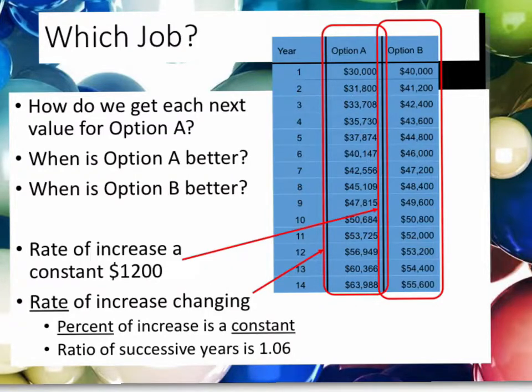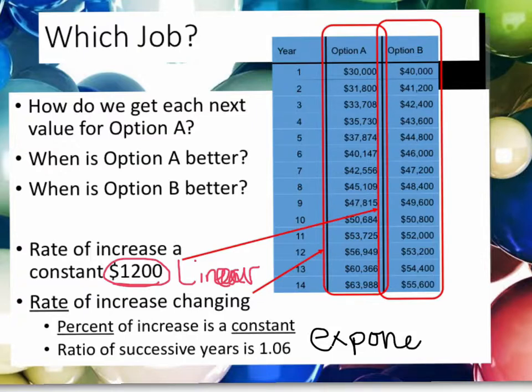So now you're probably wondering which one is linear and which one is exponential. Well, since we have this constant rate of change, this $1,200 is going to be linear. So this is option B. And then for option A, this is going to be our exponential one. So hopefully you got that right. If you didn't, then we're going to discuss in class why one is linear and why one is exponential.